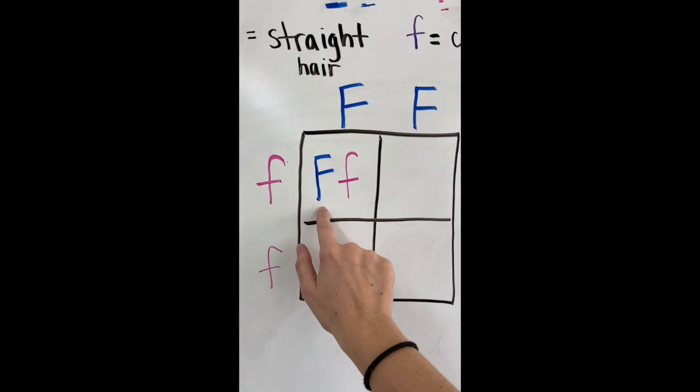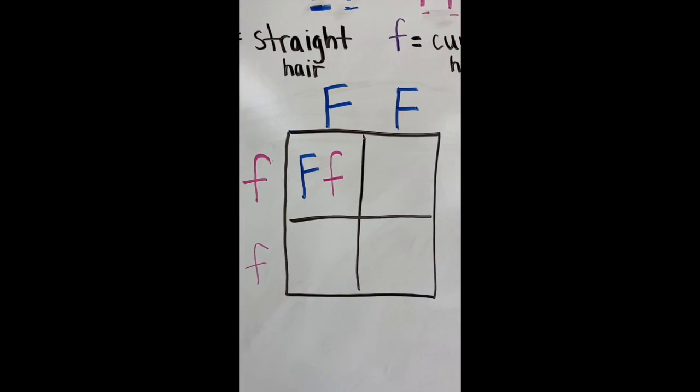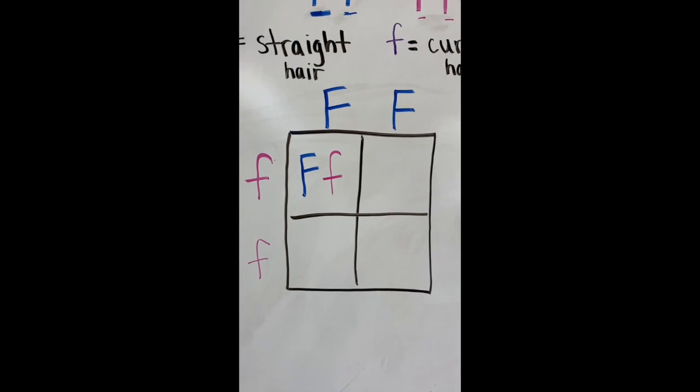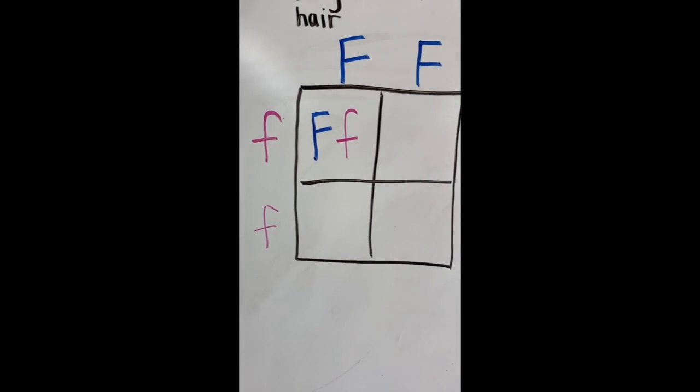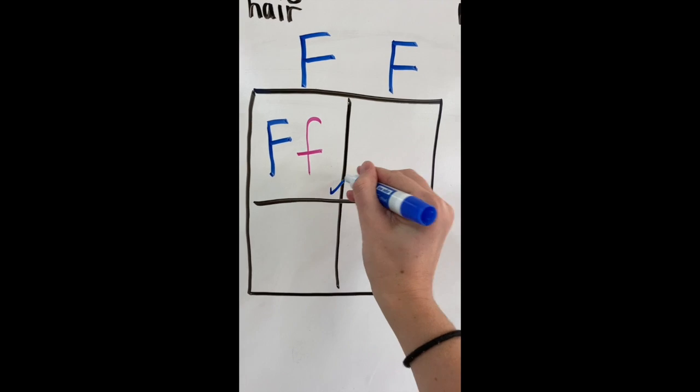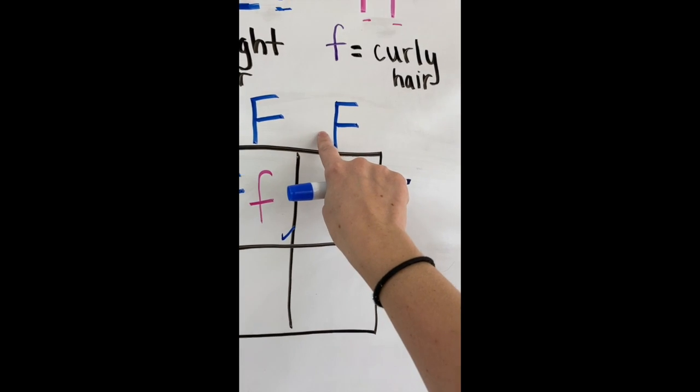Okay, so that box is finished. Remember, we always put the dominant allele first. It's just proper. It looks better that way. We move on to the next box. This one is done. Box number 2, we look up to the sky.